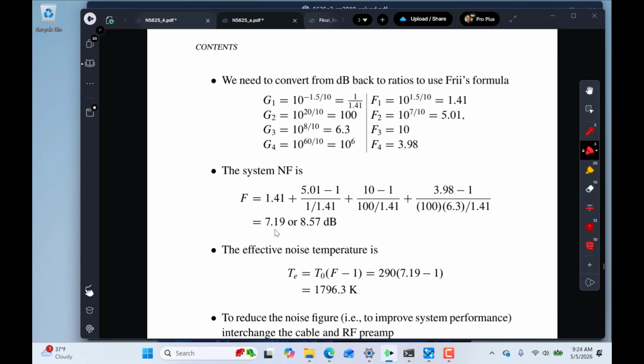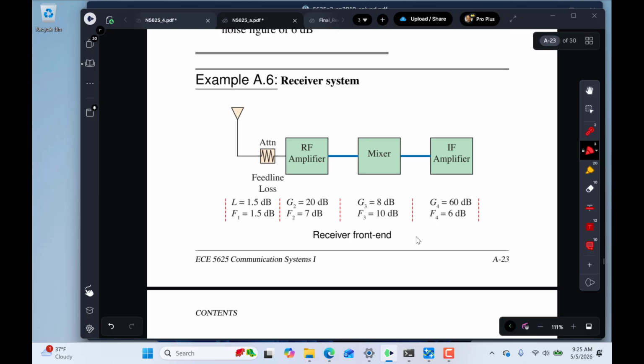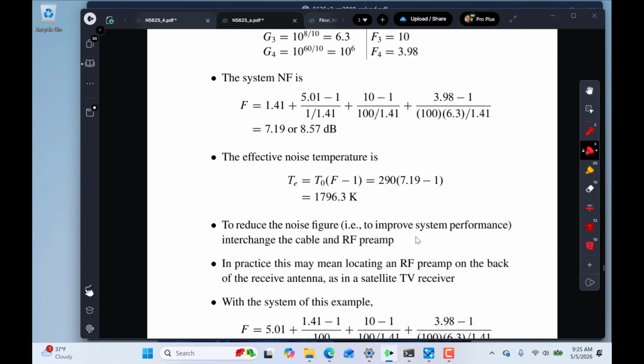So when I did the upper one, I get 7.19 for noise figure, and then in dB, which is 10 log base 10 of it, I get 8.57. If I want to get the effective noise temperature, I can convert it directly using the same equation that I referred to earlier, 1796.3 degrees Kelvin. And remember, this is not physically hot to the touch. It's just figuratively speaking what the effect of the noisiness of the receiver is. It looks very hot, and hot is not good, you know.